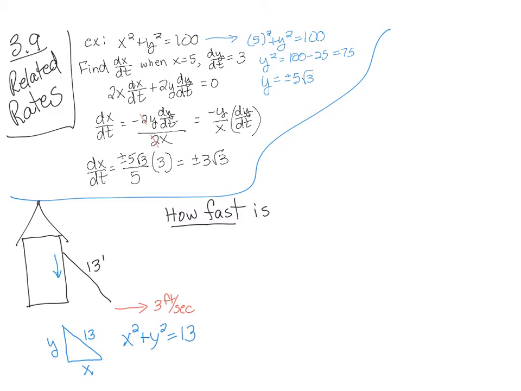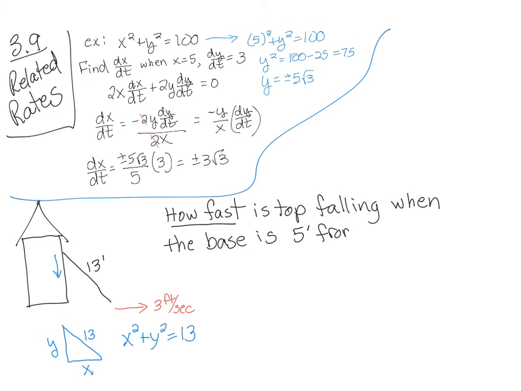How fast is the top of the ladder falling when the base of the ladder is, let's say, 5 feet. Sorry, that's inches. Okay, it's 5 feet from the wall. That's a lot of stuff packed into that question.